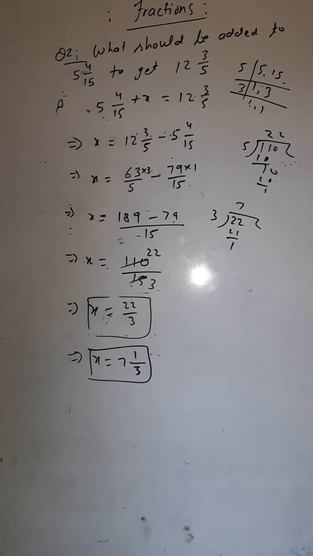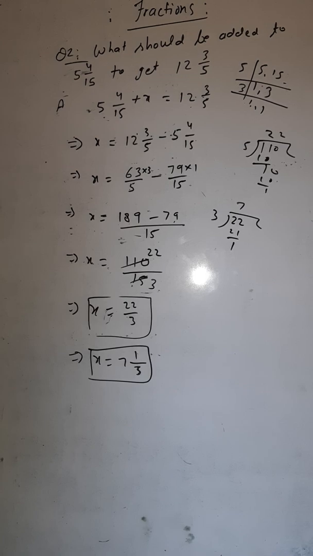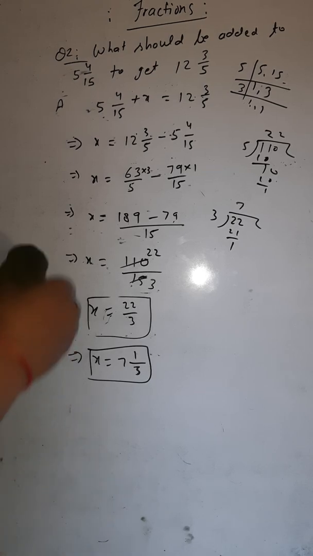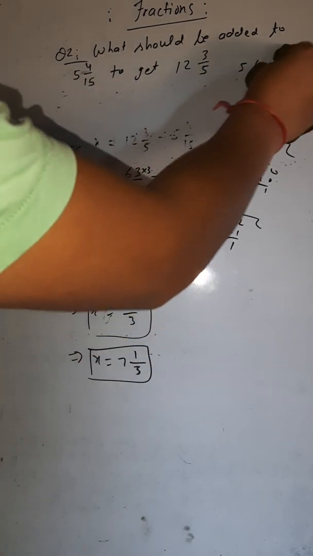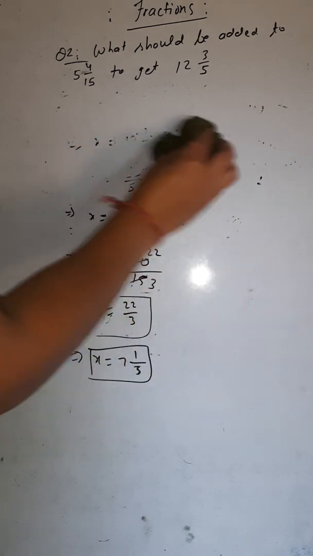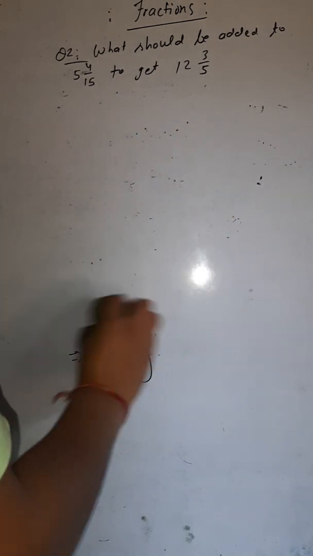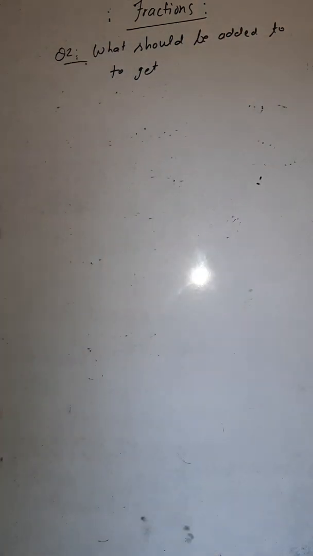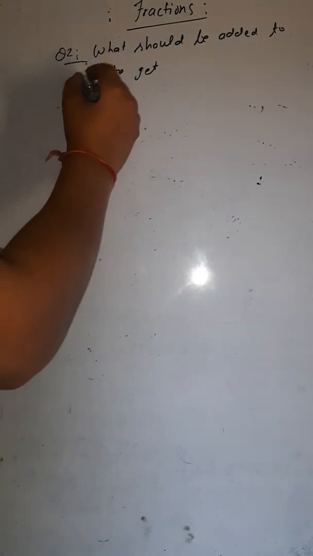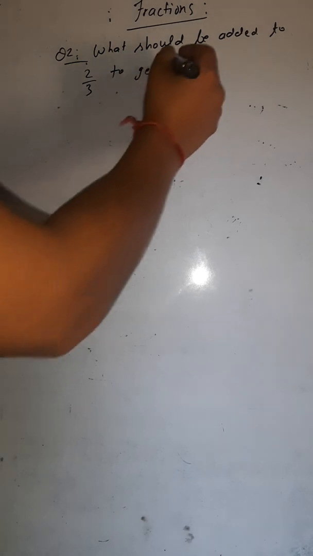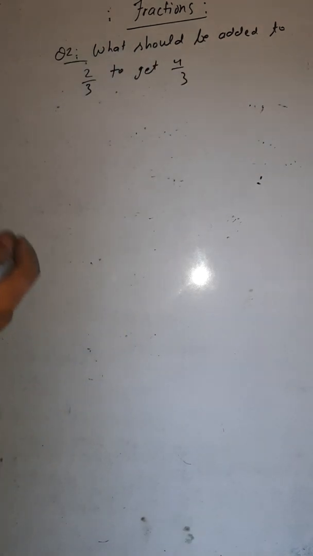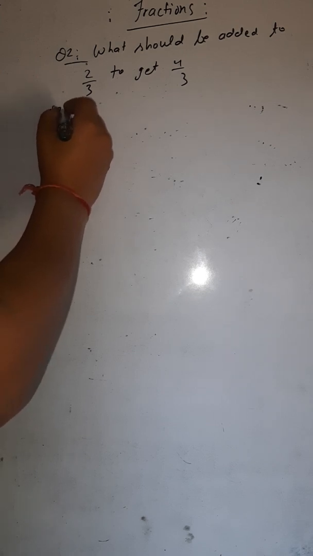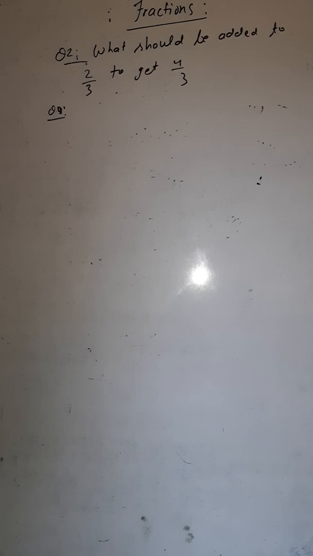Okay, now let's move to the third question, which you do on your own. Let me raise this question, and a similar question again I am giving, try it yourself. Question is, what should be added to 2 by 3 to get 4 by 3? Very simple question, try it yourself. Now we would be doing the next question, that would be question number 4.